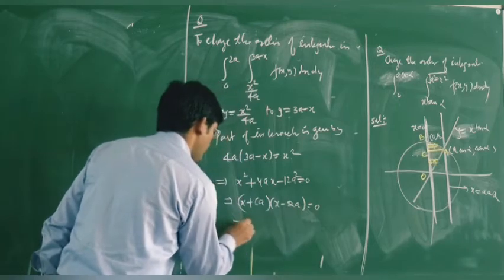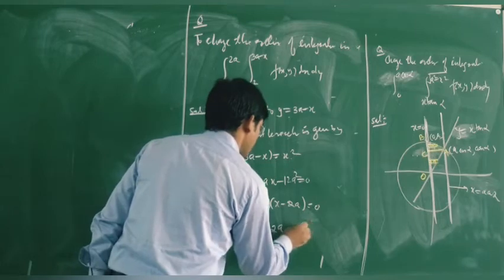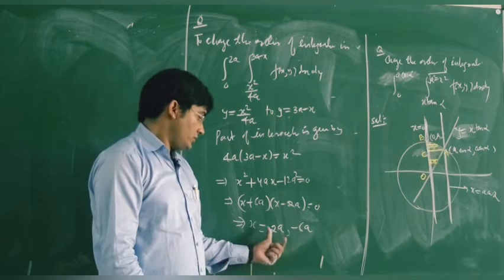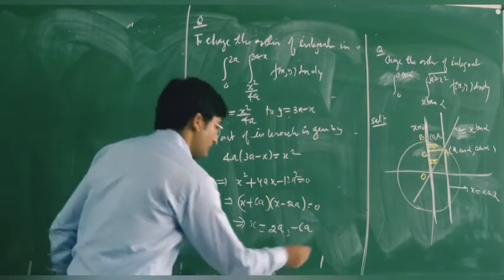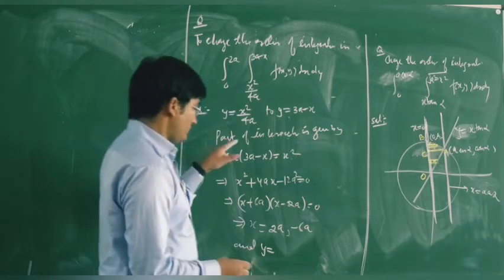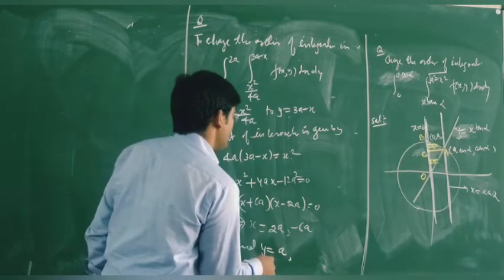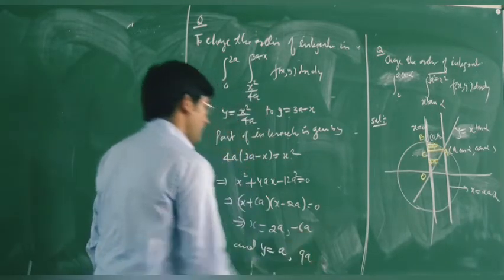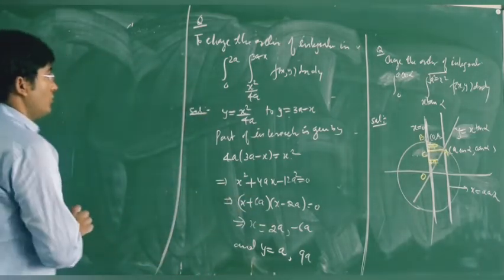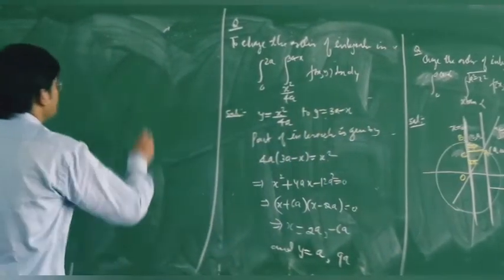So the value of x will be 2a or minus 6a. If you put the value of x as 2a, then your y will be a. And if you put x equal to minus 6a, then this will be 9a. And I have already given you the solution of such type of problem. So here you can see that this is just like this problem.